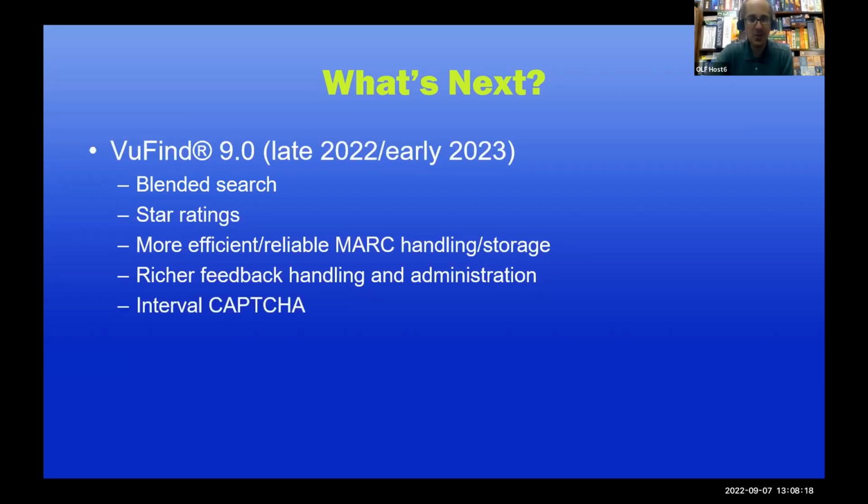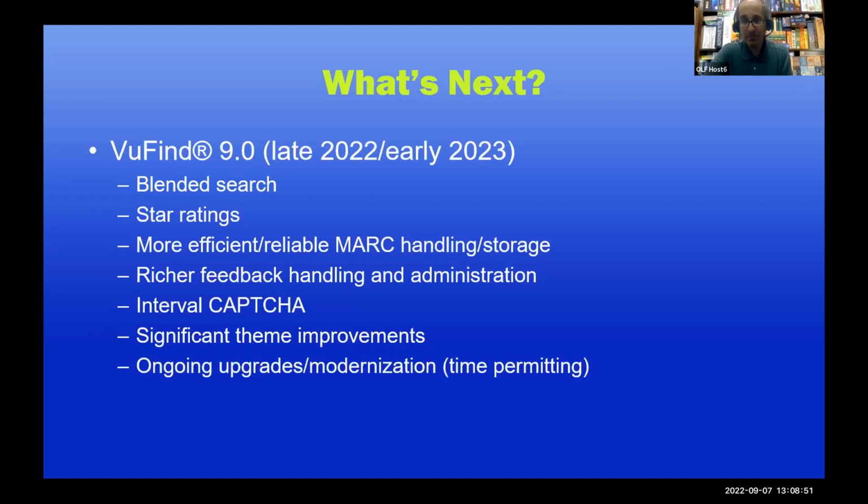We have a new feature called interval CAPTCHA. This is a feature that will time limit functions in VuFind if you turn it on. So for example, only allow people to send one email per minute, things like that. It helps to prevent abuse, but in a very seamless way. And significant theme improvements. We've been doing ongoing work to refactor our themes, standardize things like icons, and generally move toward a newer and better theme.